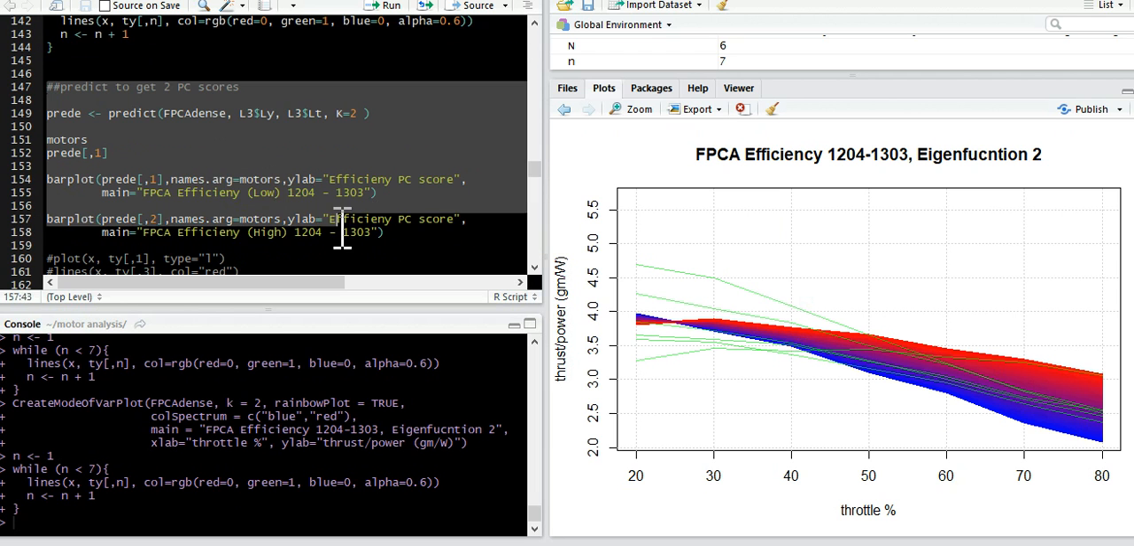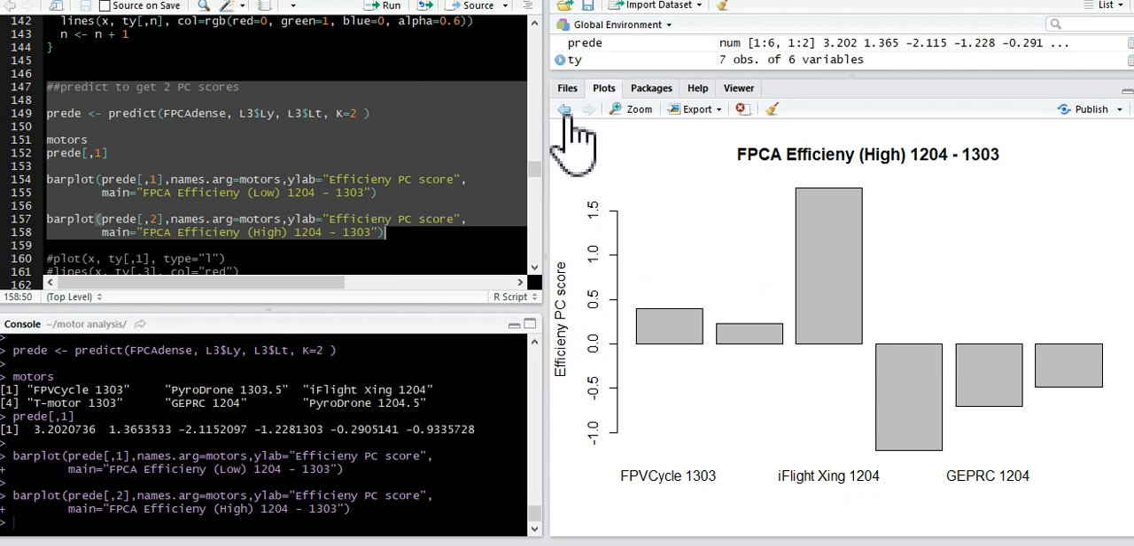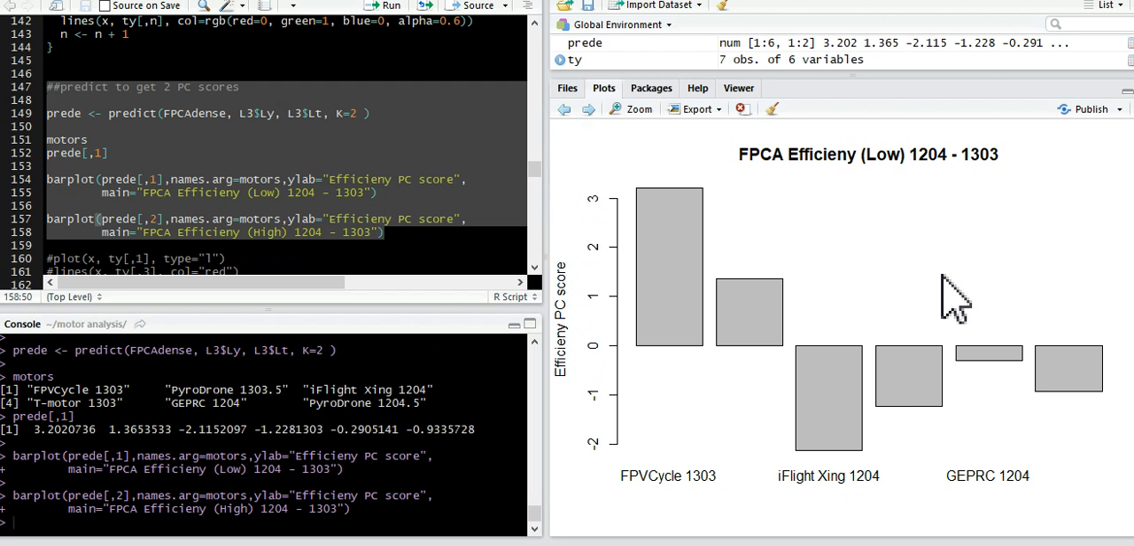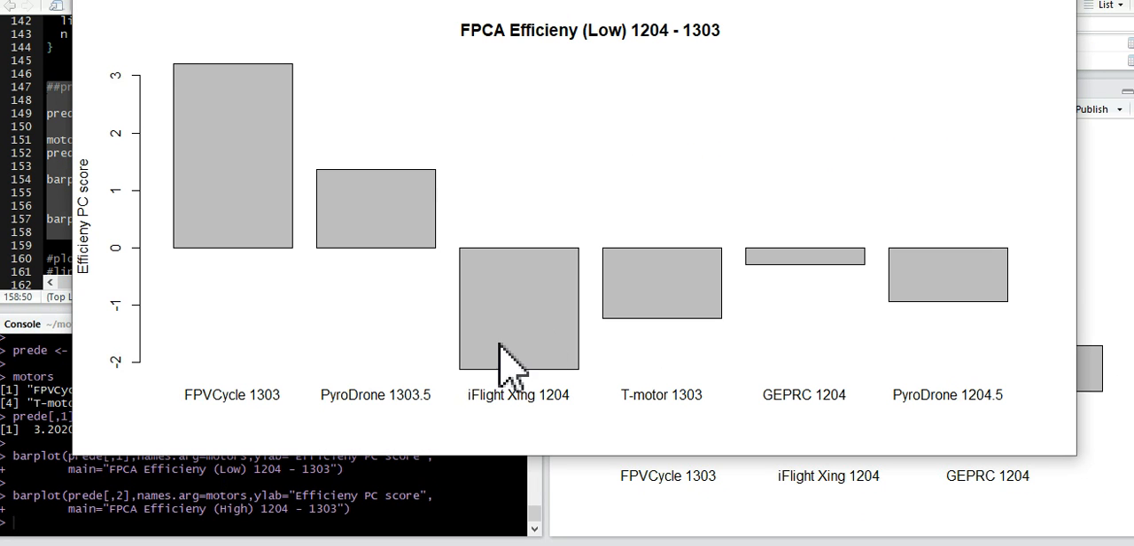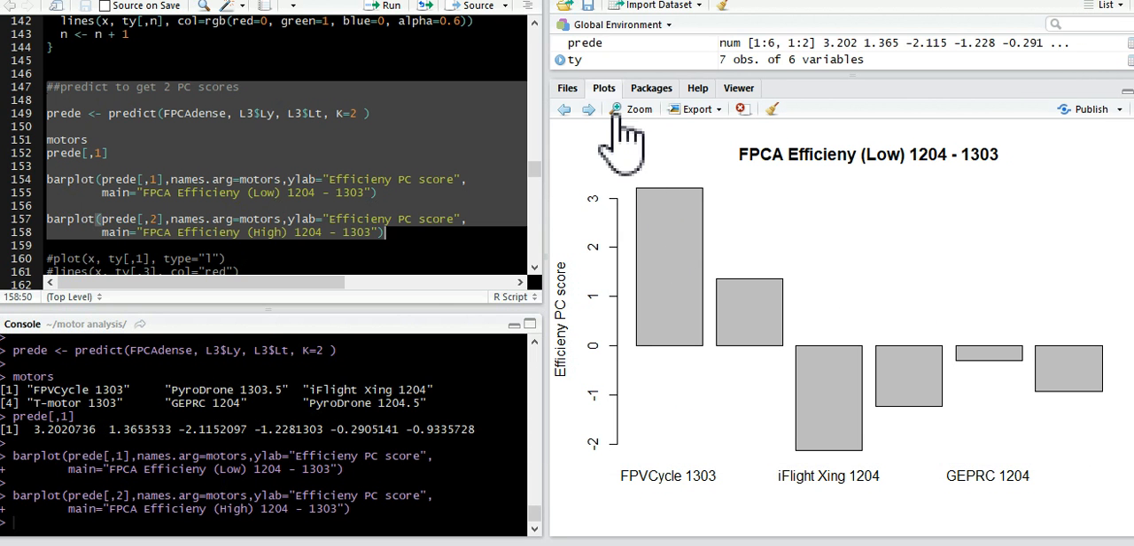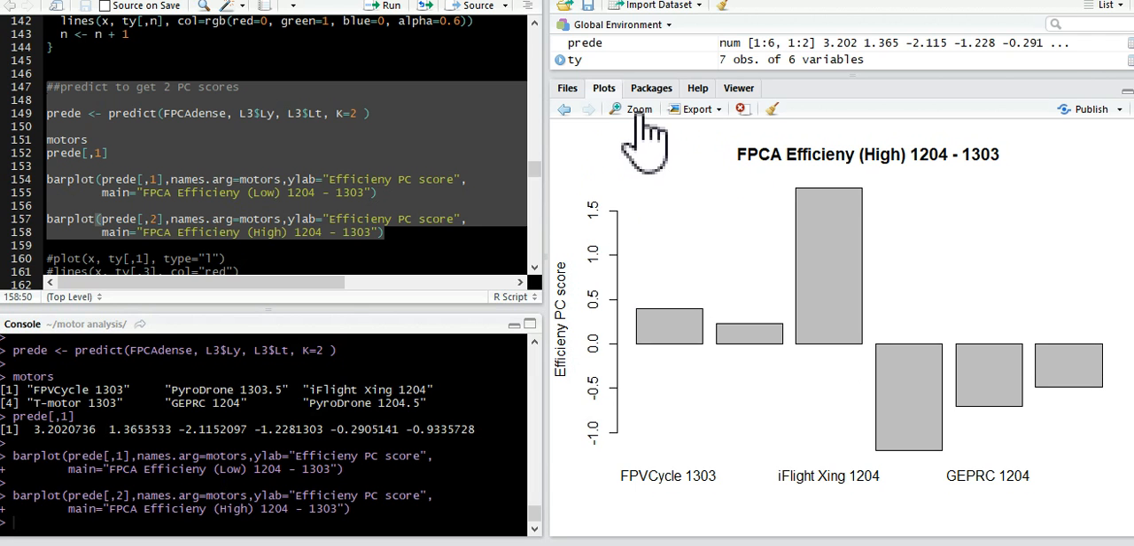So now, like we did before, we can plot this out, and we can take that really complicated functional data and just summarize it in two principal components. If we look at the first one, which is looking at efficiency down low, we can see the FPV cycle motor, let's zoom in here so you can see all the names, this FPV cycle motor 1303 does great. The iFlight motor, the Xing, is doing not so great, and the others are kind of in between. Maybe the PowerDrone's doing pretty good. T-motor a little bit lower. 1204, not the greatest.